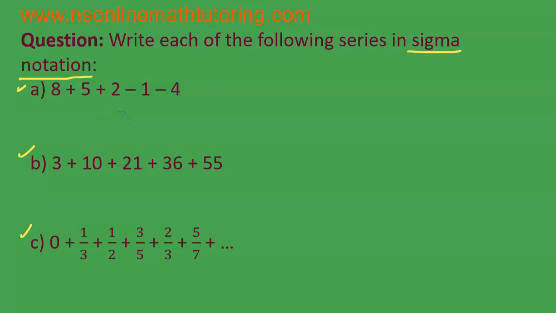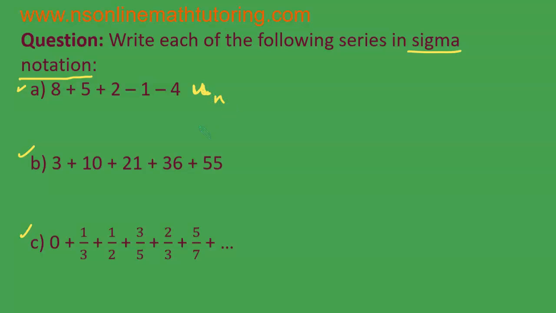So we start from the very first series, the subpart A. And how do we get the sigma notation? The rule is to get the expression for the nth term, the general term of the series. So let the general term be represented by un.